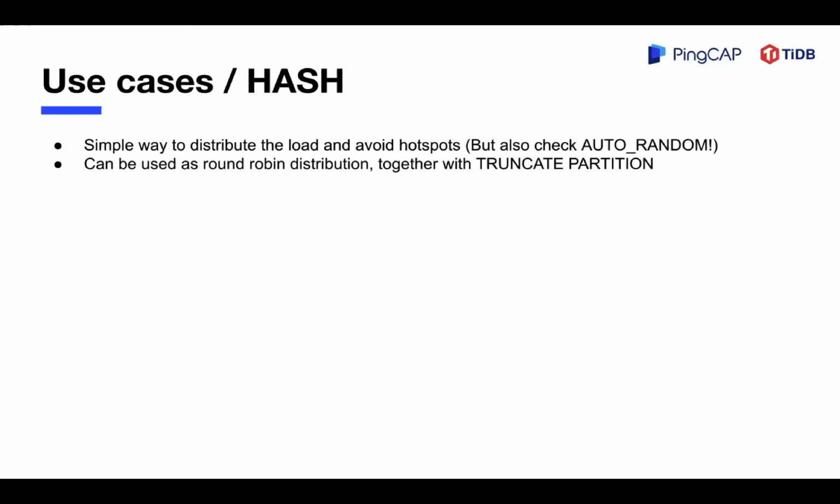You can also use it for round-robin distribution. For example, you define 16 different partitions, and you fill them up, and then you truncate the partition afterwards. So it just goes in a loop, a bit like a ring.